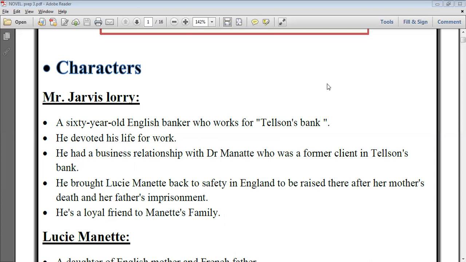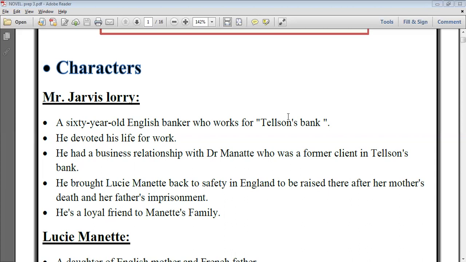Of course, someone could ask, Mister, we don't know who Lucie Manet is. Don't worry, I'm going to introduce this character for you right now. But the information I want you to take care of is that I'm talking about Mr. Jarvis Lorry. He brought Lucie Manet back to safety in England to be raised after her mother's death and her father's imprisonment. He's a loyal friend to Manet's family.